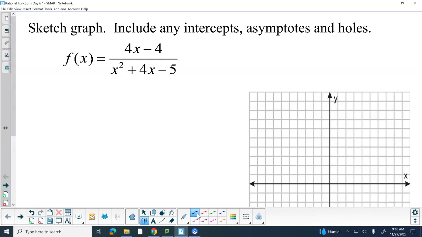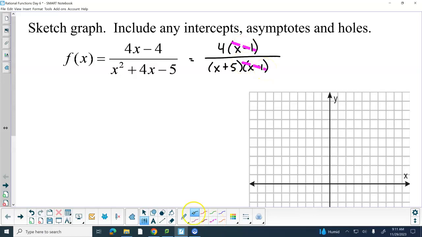Okay, does the top of this factor to what? 4 times the quantity x minus 1. So x minus 1 in parentheses. Okay. All right. Does the bottom factor to what? Okay. Anything cancel out? The x minus 1s cancel each other out.